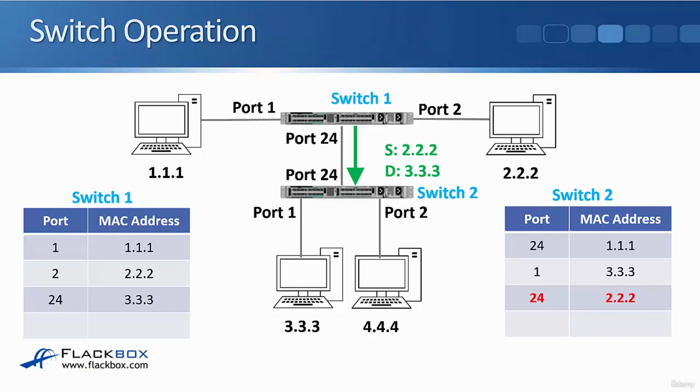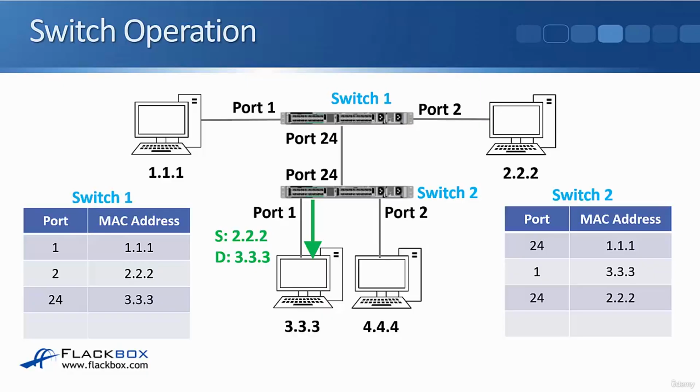The traffic will then hit switch 2. Switch 2 sees traffic coming in from a source MAC address of 2.2.2 on port 24, so it will update its MAC address table with that information. It will then forward the frame out port 1 only because it knows that 3.3.3 is available out that port. And if you look at the MAC address table for switch 2 now, you can see that 1.1.1 and 2.2.2 are both reachable on port 24.